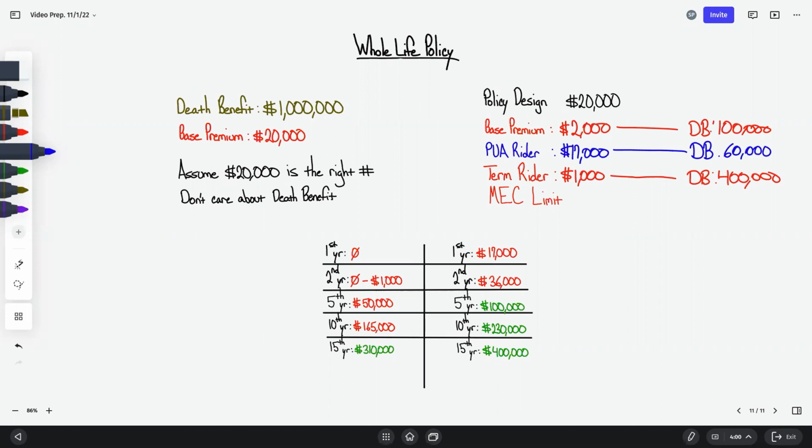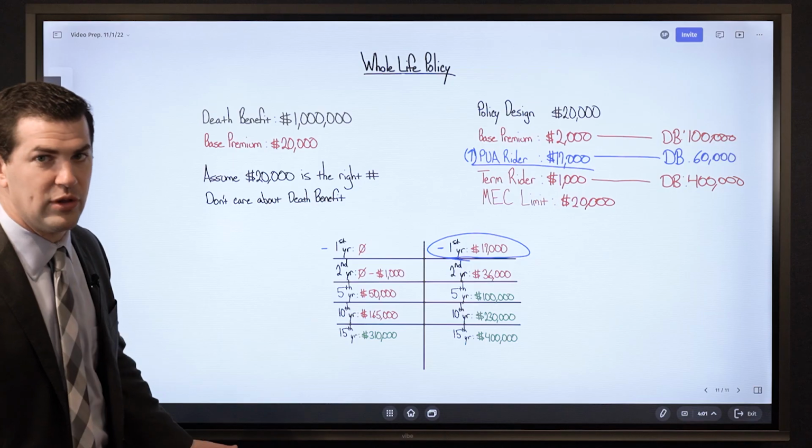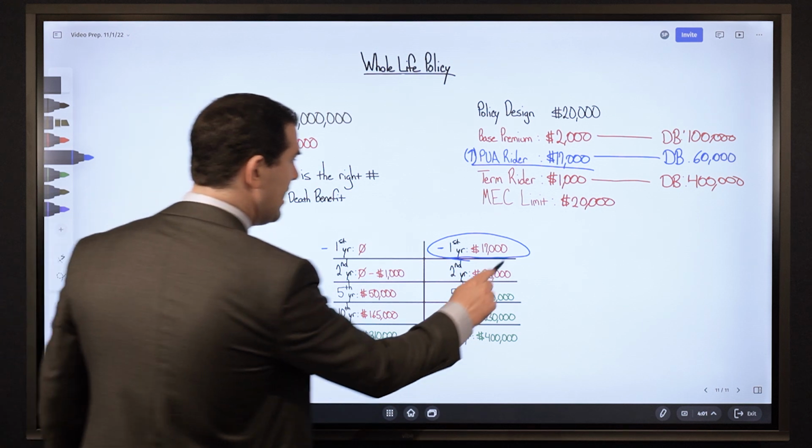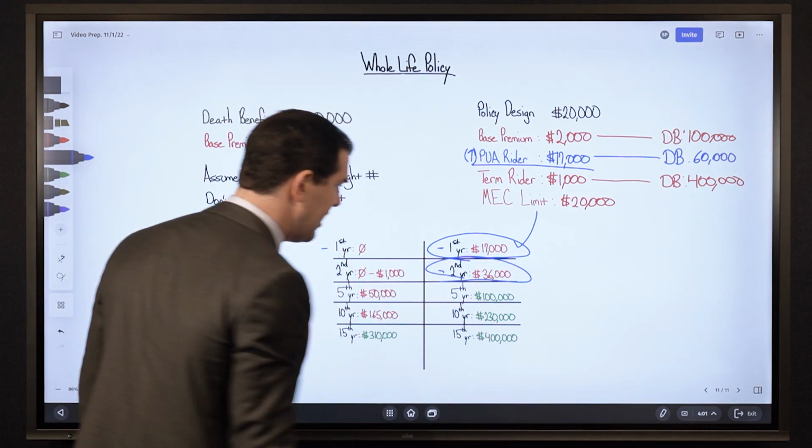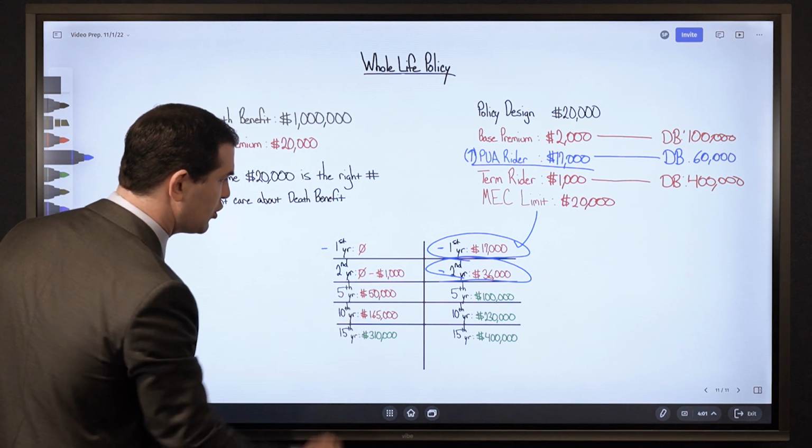My point is, when it's all said and done, that term rider did this. Got our MEC limit at or above $20,000 and allowed us to minimize costs and maximize this guy, getting more money into cash value. And the difference will be here. First year is where people will feel it the most. Instead of a 0, I paid the same money into the same whole life insurance product, just designed differently, and I've got $17K. Second year, another $20K, and I've got $36,000 instead of 0 to 1,000.